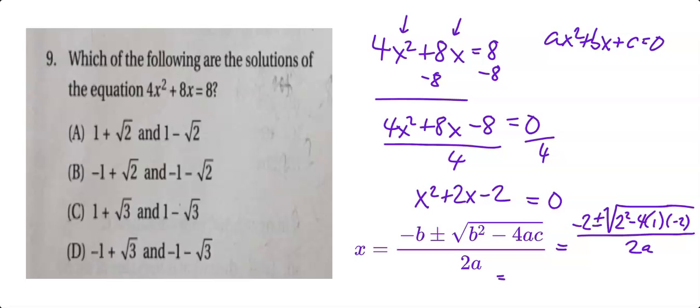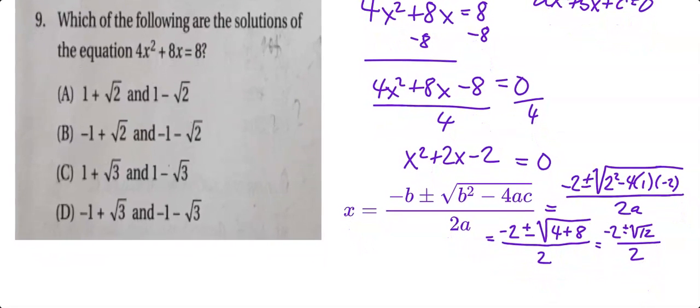And this now will become negative 2 plus or minus the square root of 4. And we got a negative times a negative, which is positive 8. And that's all over 2 times 1, which is 2. And then we have negative 2 plus or minus square root of 12 over 2. And looks like I'm running out of room here a little bit, so I'll move everything up.